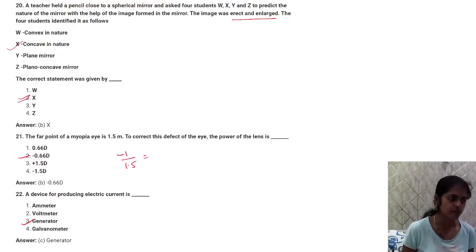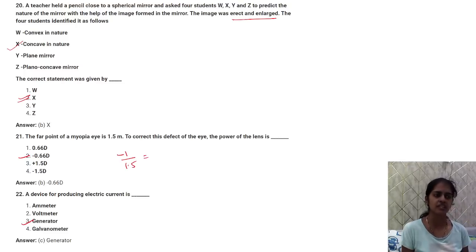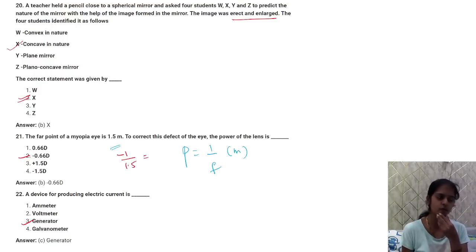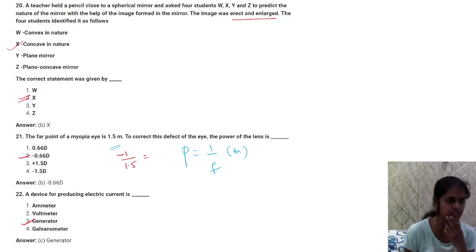The far point of myopia is 1.5. To correct this defect of the eye, what is the power of the lens used? So already we have discussed the power of the lens formula, isn't it? This is in meters. So power of the lens is 1 by f. Yes or no? So we have in meters. So you will use this formula. So please calculate. You will get it as minus 0.66.